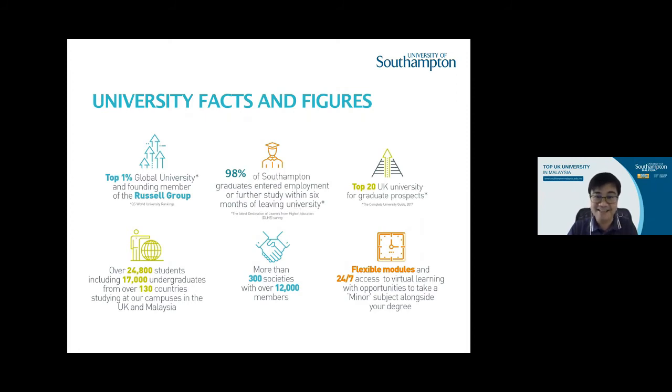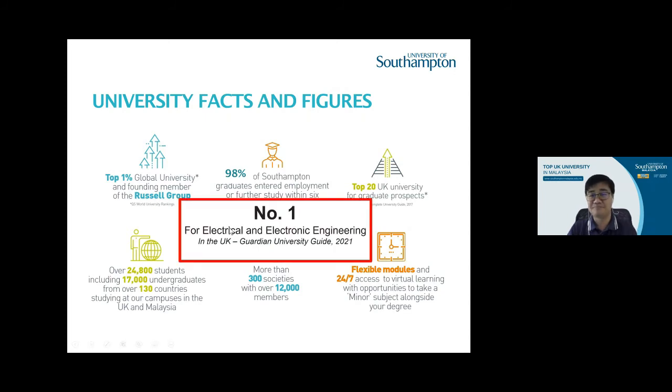What that means is that 98% of graduates, upon graduating from Southampton, have either found employment or furthered their study, as in postgrads. 98%. And that is such a high percentage. All right. So that is why we are always proud of this motto that we have in EEE, that the graduates from EEE are actually not graduates.